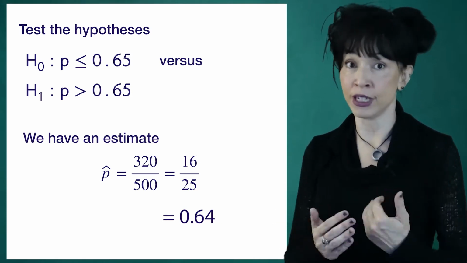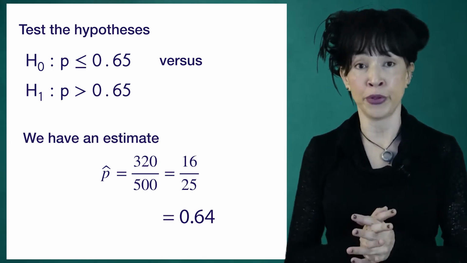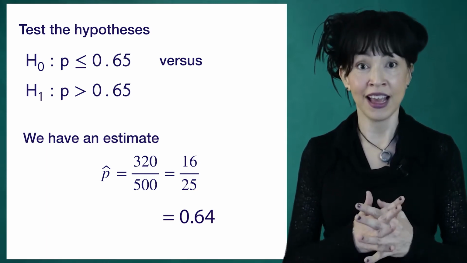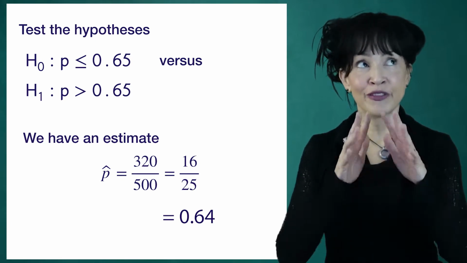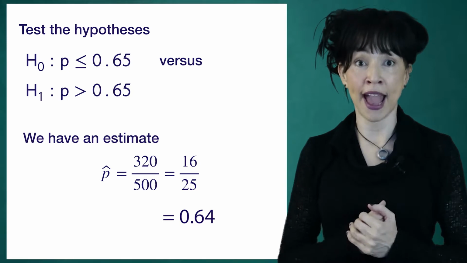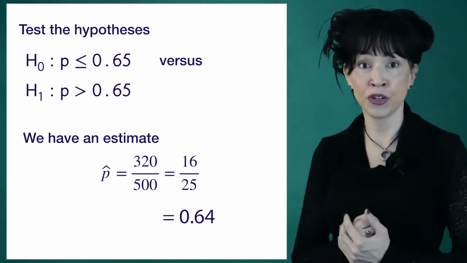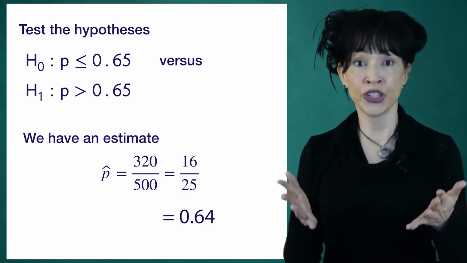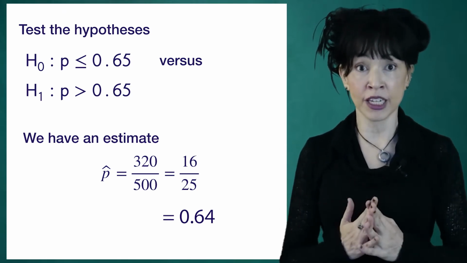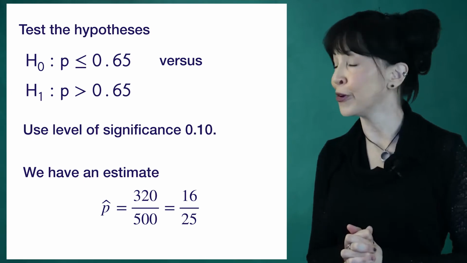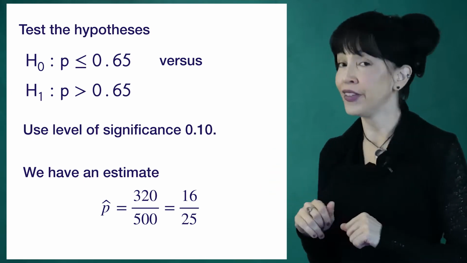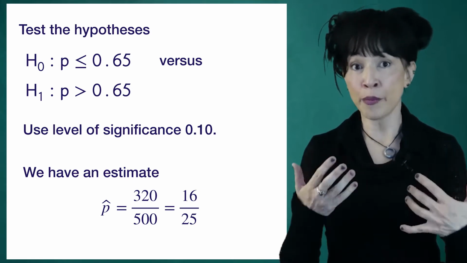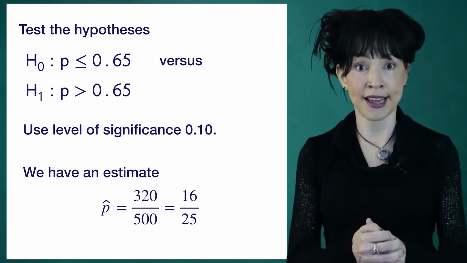But the next sample will have a different sample proportion. And depending on how variable those numbers are, we're going to maybe not fall in the null hypothesis range sometimes. So I'm not really sure, just by looking at a sample proportion of 0.64, which one of these is right, where p is the proportion for the entire population. So just to put something concrete in here, I'm going to use a level of significance or size or alpha of 0.10. And again, we have an estimate, 16 over 25, which is exactly 64%.